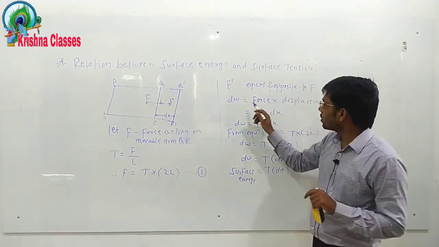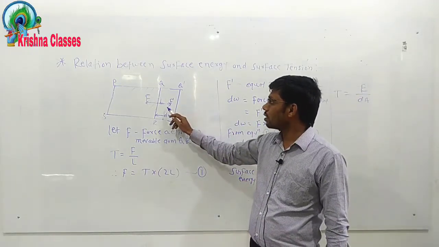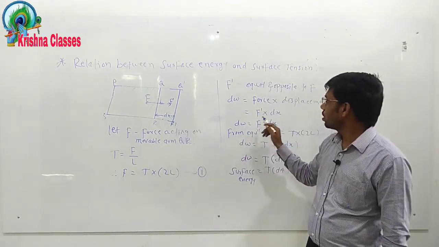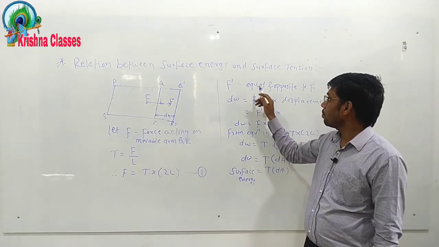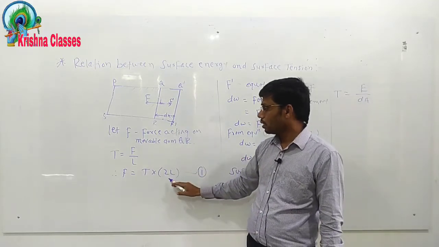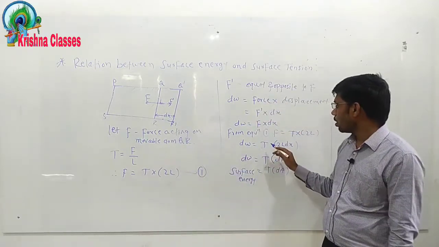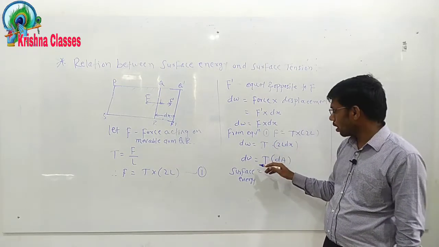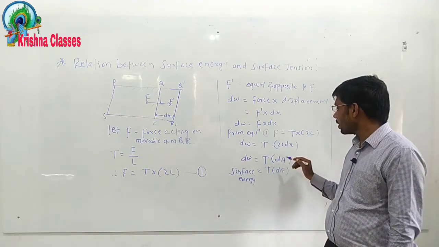That work done is nothing but force into displacement. The force by which the arm is moved is F dash, so F dash into dx. So dW is equal to F dash, which is equal to F, into dx. So we simply put the value of F from equation 1. Therefore F is equal to T into twice L dx. So dW is equal to, what did we get? T into dA.